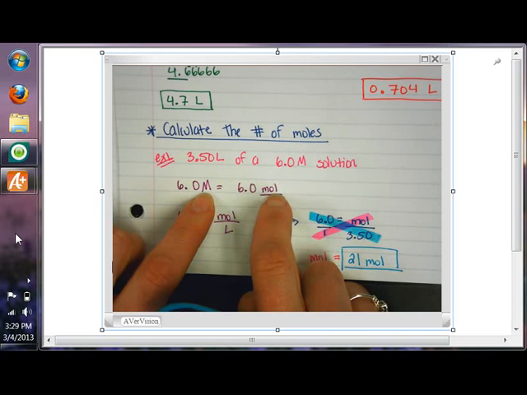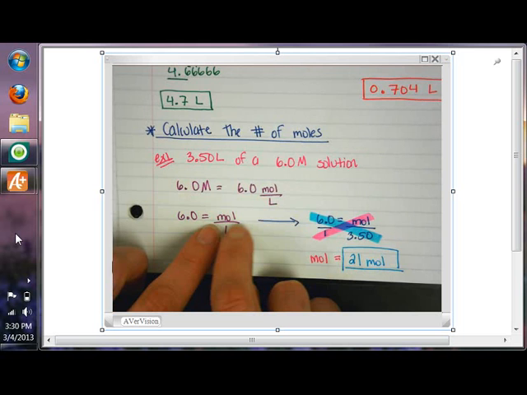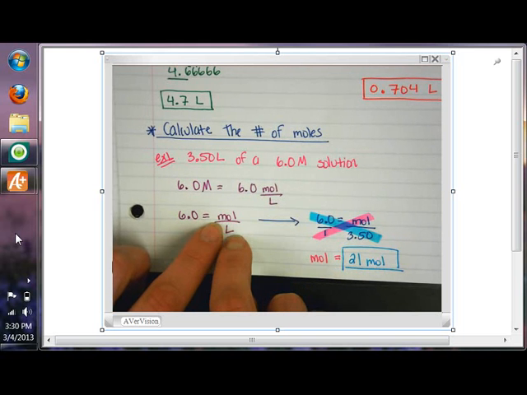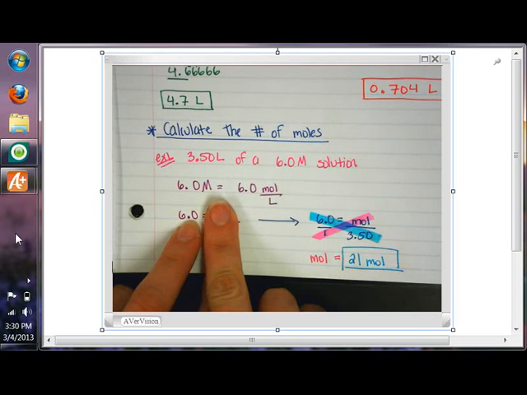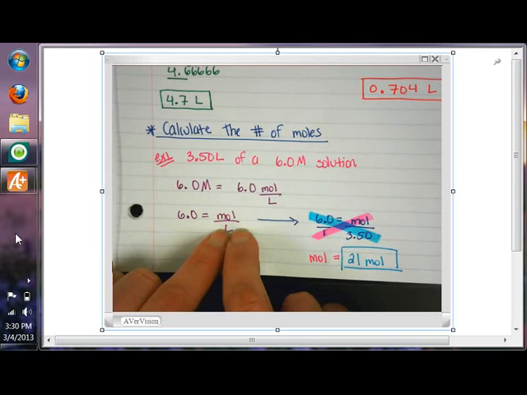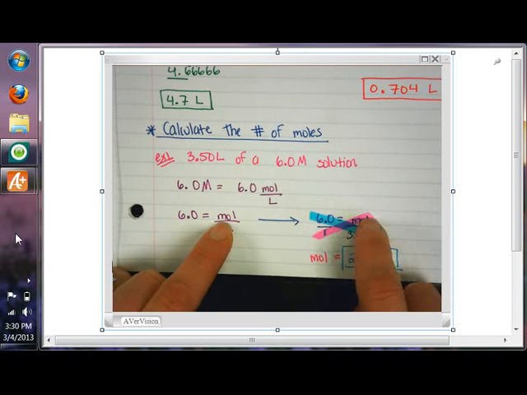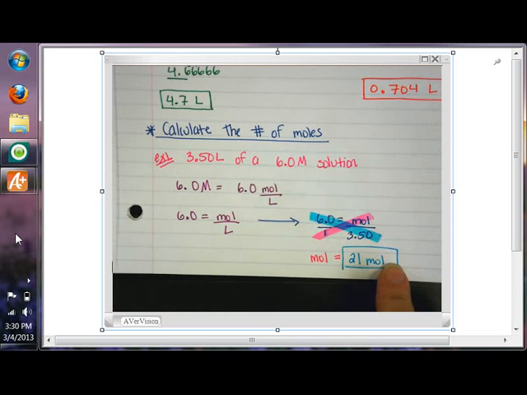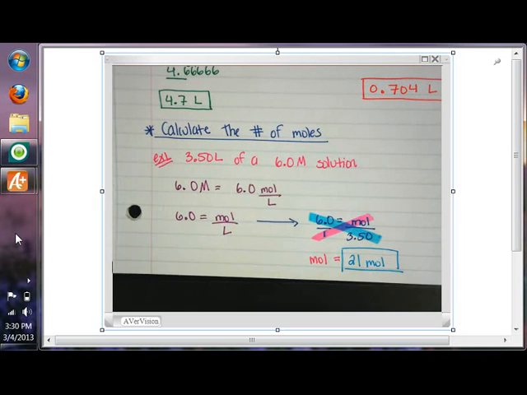Okay, so these are just very simple. You're just using the concept that molarity is moles on top and liters on bottom. And once you've got that, you can just plug in information. You have your number from molarity. You know it's moles over liters. They give you liters, so you plug it in, and you solve for moles. So it's just a simple proportion.